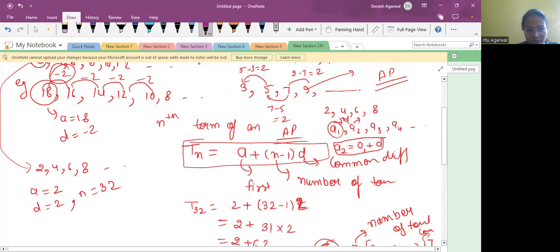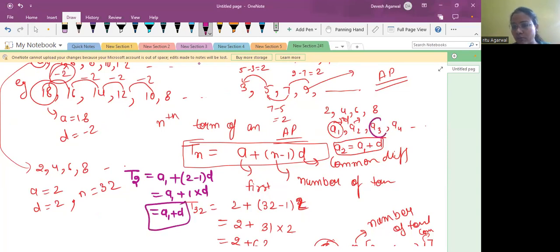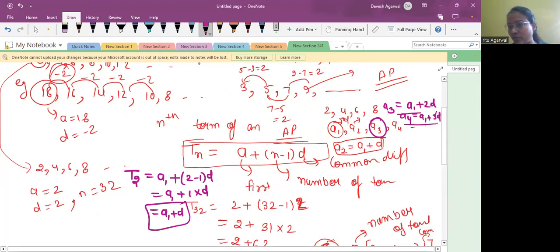Why is it so? For example, a2 is the second term of an AP, so a1, the first term, plus 2 minus 1 into d. What do we get? 1 into d, that is equal to a1 plus d. Correct? If we are talking about a3, it can be written as a1 plus 2d. For a4, a1 plus 3d. It's a short form. We can directly find a4, a5, a6 and so on if we know the values of d and a.